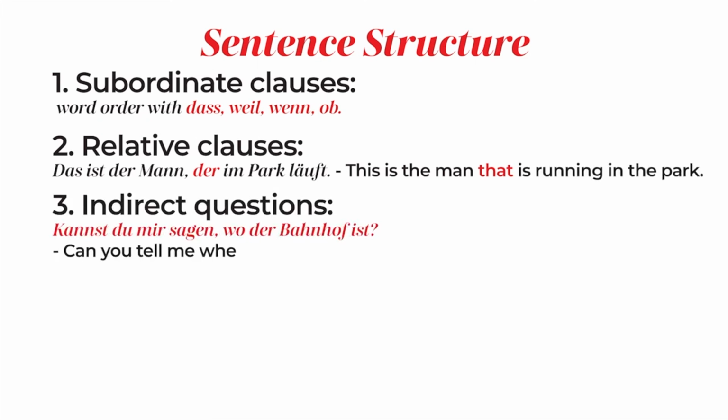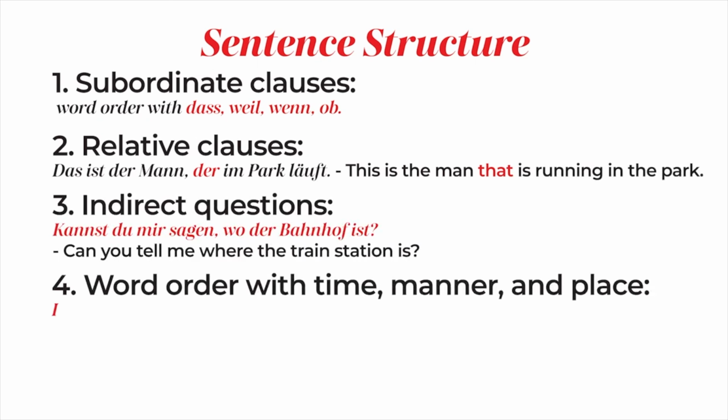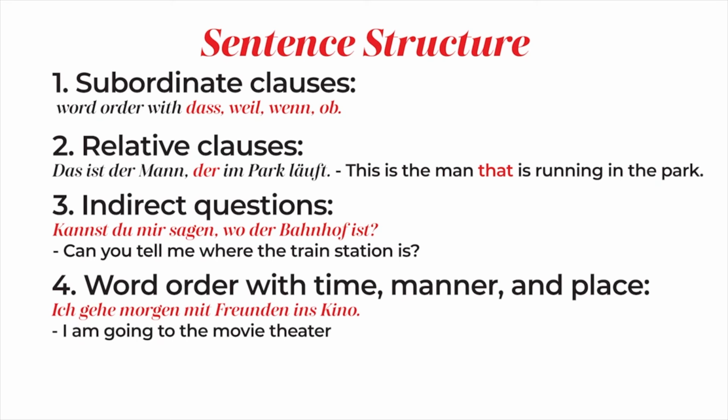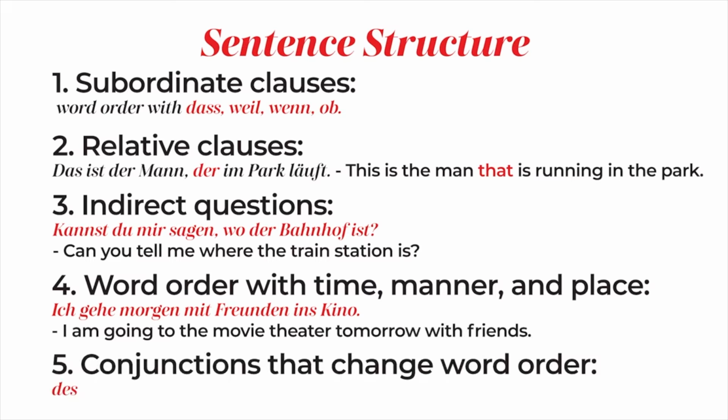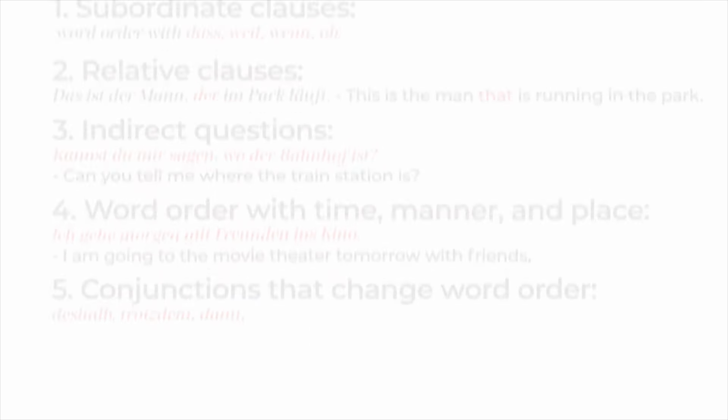Kannst du mir sagen, wo der Bahnhof ist? Word order with time, manner, and place. Ich gehe morgen mit Freunden ins Kino. I'm going to the movie theater tomorrow with friends. Conjunctions that change the word order, such as deshalb, trotz, and dann.